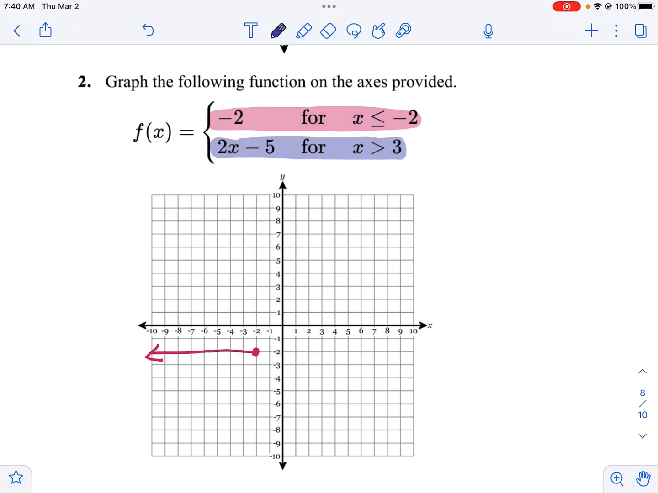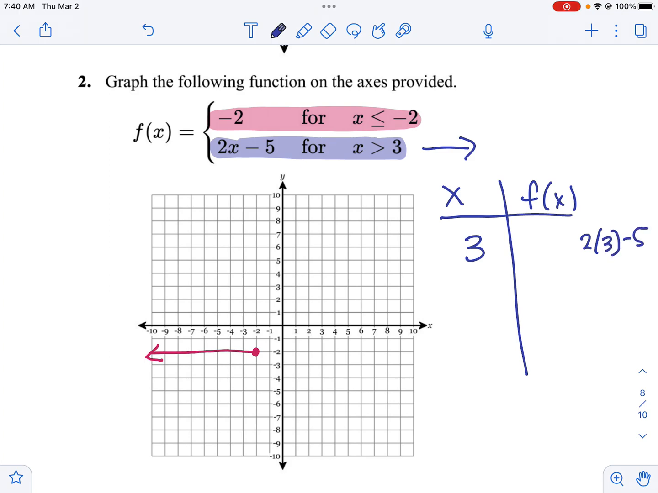Okay, so then that was when x is less than or equal to -2. The other piece is 2x minus 5. Okay, so I'm going to make a table for this one. X and f of x, which is y. For when x is greater than 3. So for sure, let's plug in a 3 and solve that. So that would be 2 times 3 minus 5. 6 minus 5 is 1.